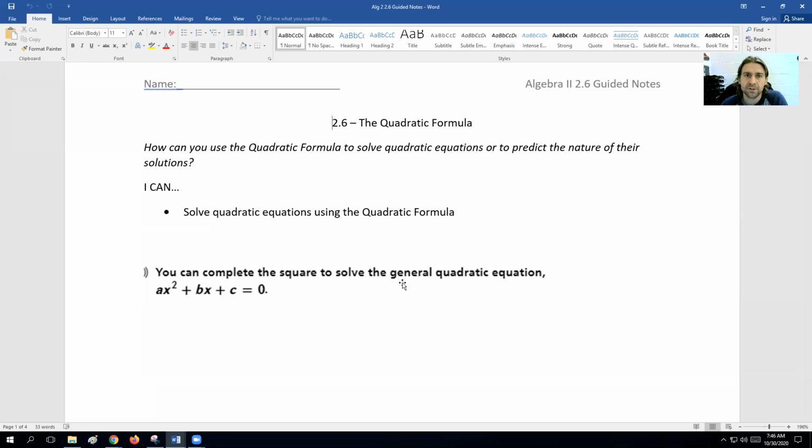So what we're going to be looking at is the third way that we can learn to solve a quadratic equation, and that's by using the quadratic formula. We've learned to solve them by factoring or graphing, and then we've learned how to solve them by completing the square. Now what we're going to look at is the quadratic formula.